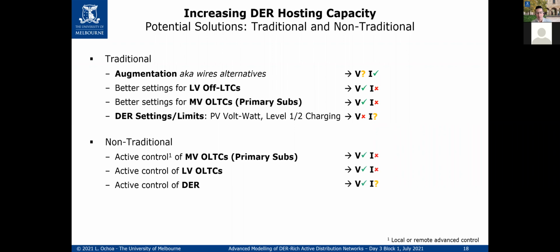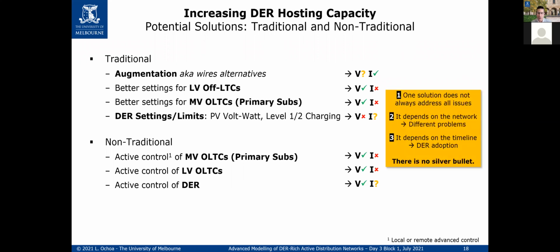What about non-traditional? Well, again, same thing, you want to actively control your on-load tap changers in the medium voltage, in the low voltage. Well, that's voltage only. What about asset congestion? And if you want to control your DER, well, you can control voltage, but what about asset congestion as well? So there's no silver bullet. That's the main thing here. So we need to look at solutions in a way where we mix the different benefits from individual solutions, all right? And also it depends on the problem.